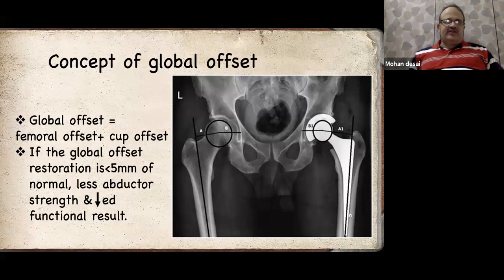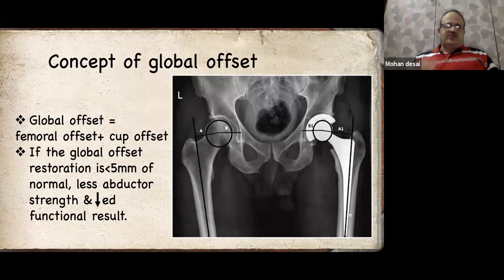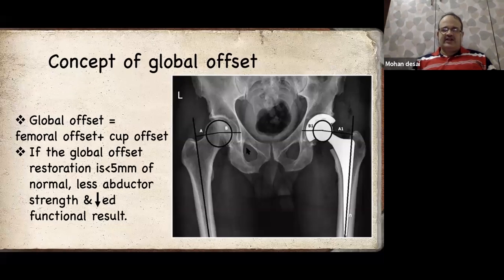Now there is a concept of global offset. Previously we used to concentrate only on the femoral offset. Okay, the femoral offset is from the center of the femoral head to the anatomical axis. But it's not just the femoral offset which is important, it's the global offset. So what is global offset? It's the femoral offset plus the cup offset. That means the cup offset is from the center of the head to the teardrop.